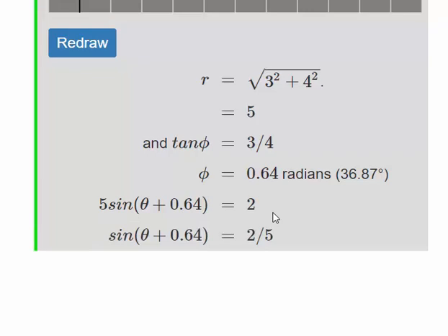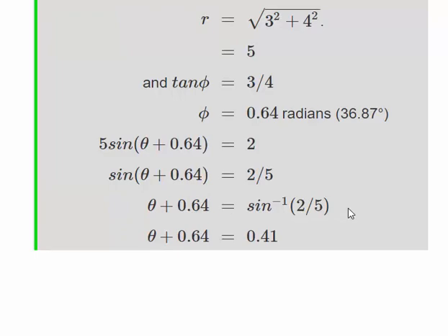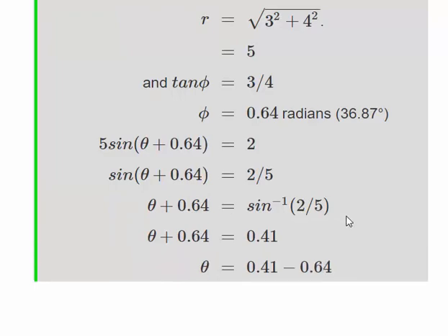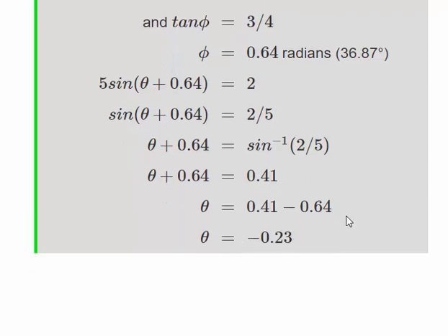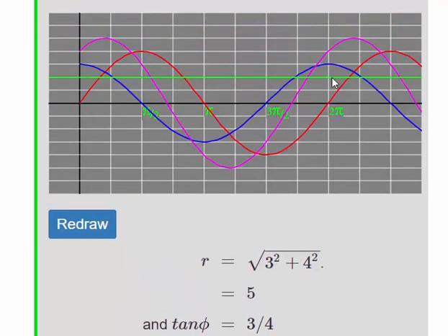We divide both sides by 5. We take the arc sine of the right hand side, which is 0.41. We subtract 0.64 from both sides, which gives us theta is equal to minus 0.23. It's negative, so we're going to add 2 pi to the answer, which gives us theta 1 is equal to 6.05 radians. And if we look at the diagram, that is this solution here. Now we need to find this solution.